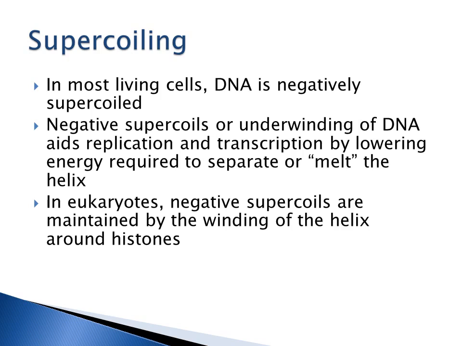So DNA is negatively supercoiled. This negative supercoiling is what is going to allow replication and transcription to occur, because that negative supercoiling doesn't require as much energy to separate the double helix. And we need to separate the double helix in order to replicate DNA. In eukaryotic cells, those negative supercoils are maintained by the DNA double helix being wrapped around histones.